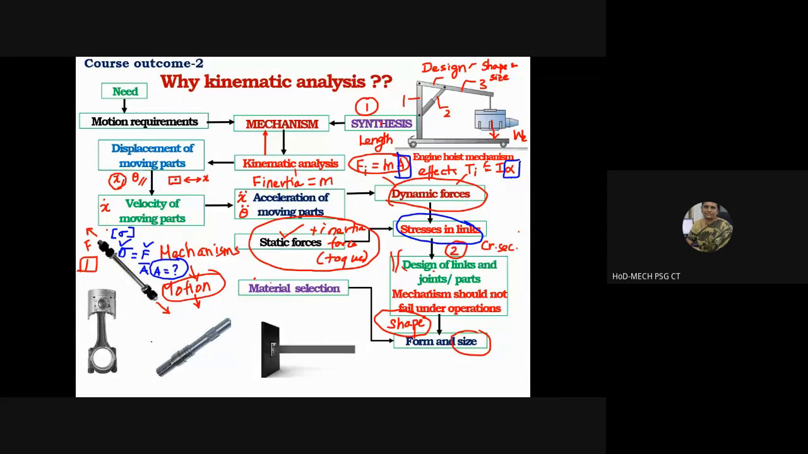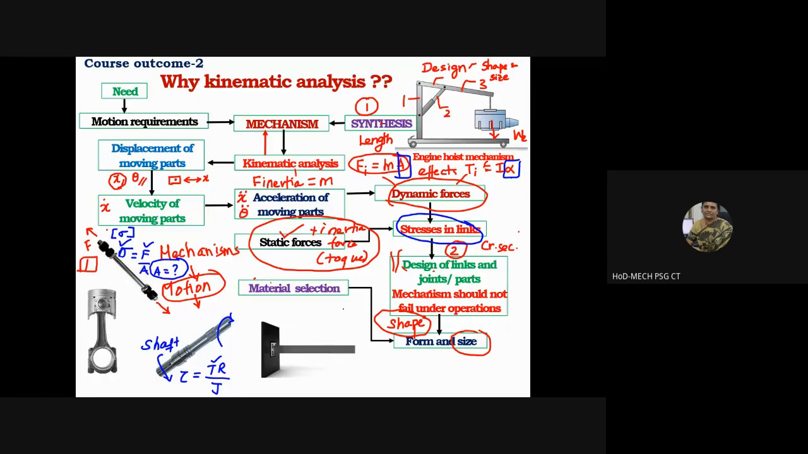Suppose this is a shaft. Imagine this is a shaft, then it will be subjected to torque, and it will experience shear stress. This of course might not have been taught as of now, I do not know. So this is the torque. Where from do I find out the torque acting on the shaft? Again, through dynamic force analysis, for which I need to know the accelerations of various links of the mechanism.